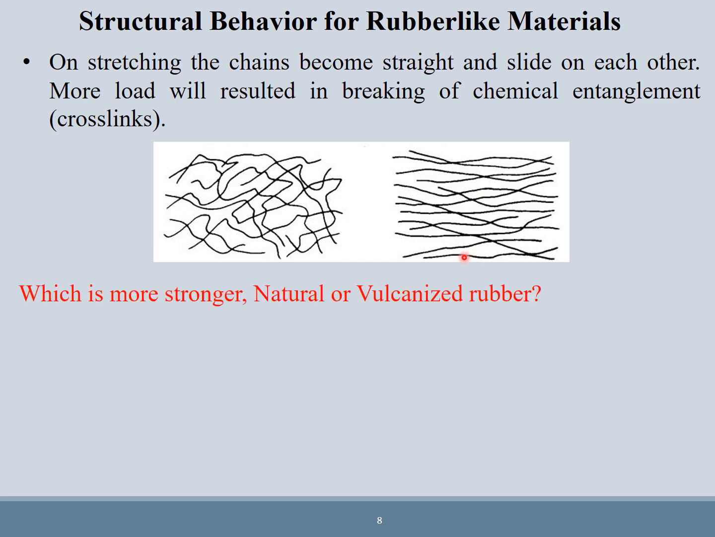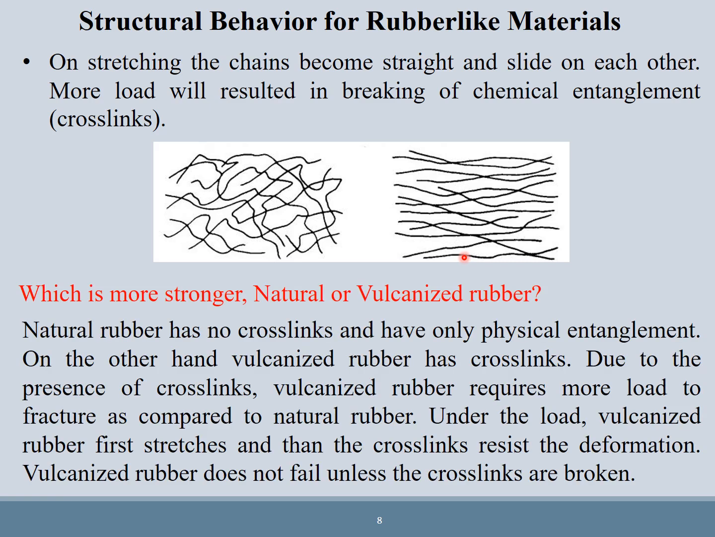So, which is stronger, natural or vulcanized rubber? Of course, vulcanized rubber is stronger. Why? Natural rubber has no cross links and only physical entanglement. On the other hand, vulcanized rubber has cross links. Due to the presence of cross links, vulcanized rubber requires more load to fracture as compared to natural rubber. When we apply load on natural rubber, the chain gets straight, and then when we increase the load, the chains start breaking because there is no chemical bond. So this will occur at a smaller load, and at the end, the rubber will rupture into two parts.